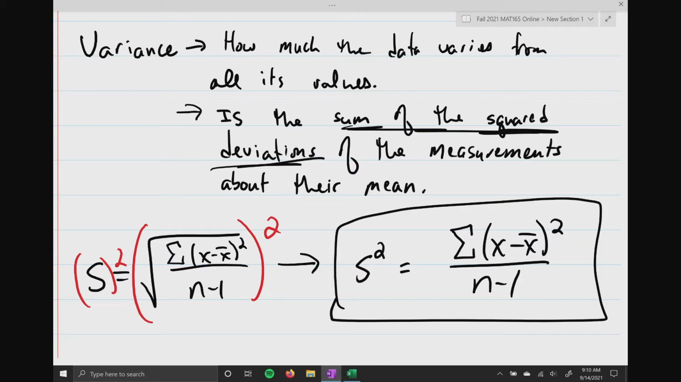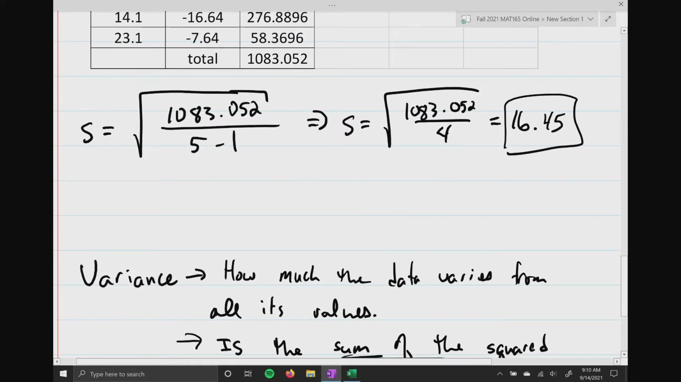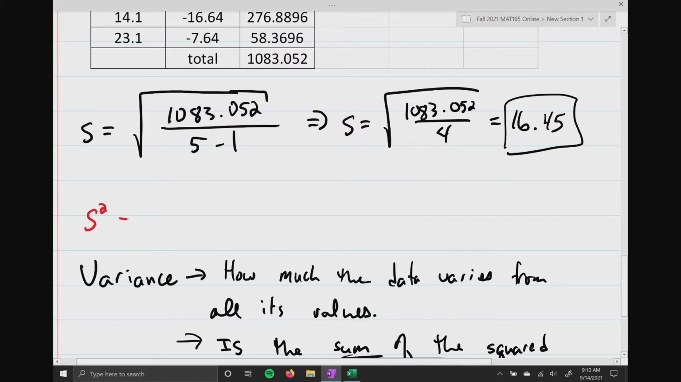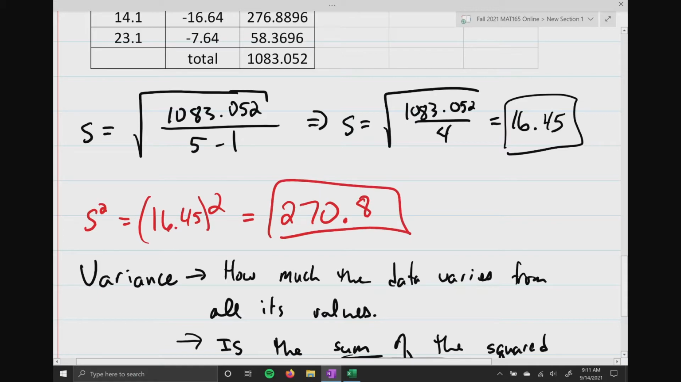So I'm just going to scroll up here a little bit. I'm going to change my color to red. The variance for the data set that we have here is going to be 16.45 squared. If I take 16.45 and square it, I get 270.8. And all that tells me is how much the data varies within itself.